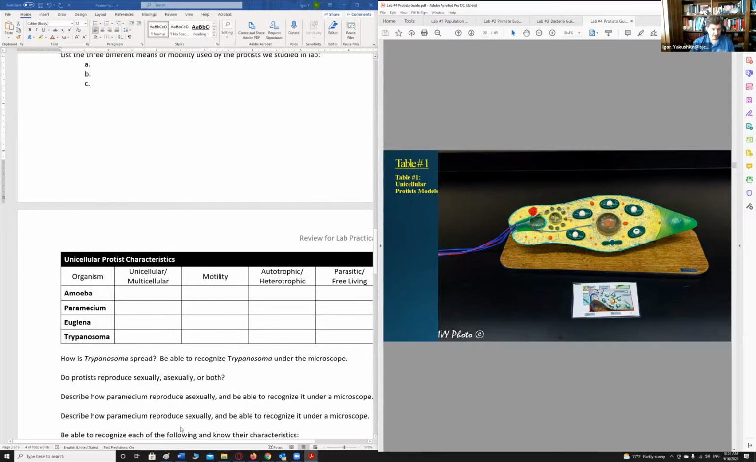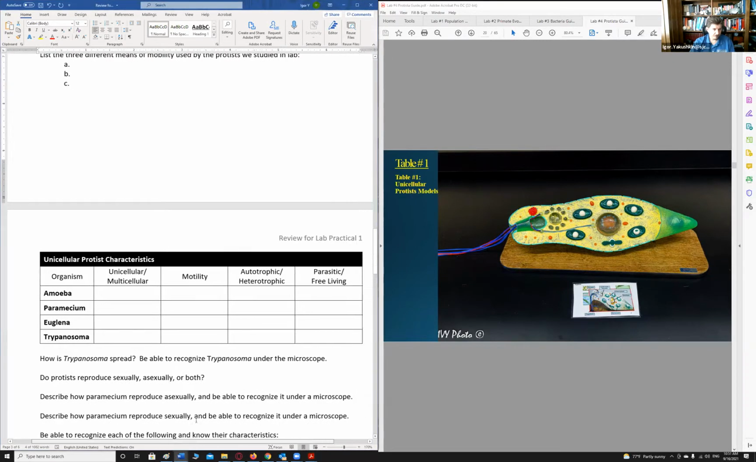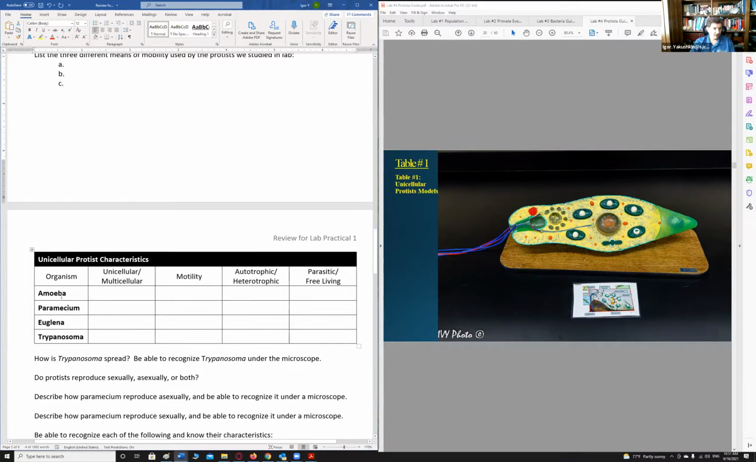On that particular table, we have amoeba, paramecium, euglena, and trypanosoma, all unicellular. Motility means what? Here we have a pseudopod, paramecium, cilia, euglena, flagellum. Trypanosoma, you can put 2 things, either flagellum, and I will be okay with that, or you can put undulating membrane, because since the trypanosoma lives in the blood, it needs an extra surface in order to move better.